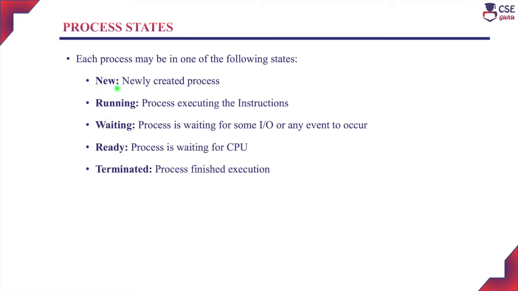When a process is newly created, at that time the process will be in the new state. When the process is assigned to the CPU for execution, the process will be in the running state. When the process needs to be serviced by any other IO devices, the process will switch to the waiting state. Once the IO request is serviced, the process will switch from the waiting state to the ready state. When the process completes its execution, the process will be in the terminated state.